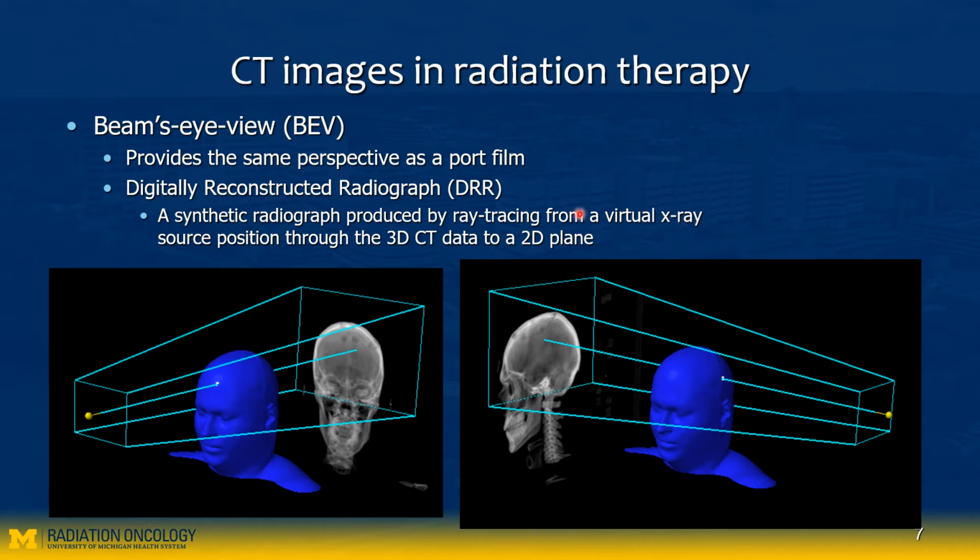So traditionally, we created this 2D image using a conventional simulator. The patient would lie on the bed, and then the gantry with the kV source would rotate around the patient, shoot the kV, and then acquire a real 2D port image. Whereas with the CT sim, we create this digitally reconstructed image inside the treatment planning system.